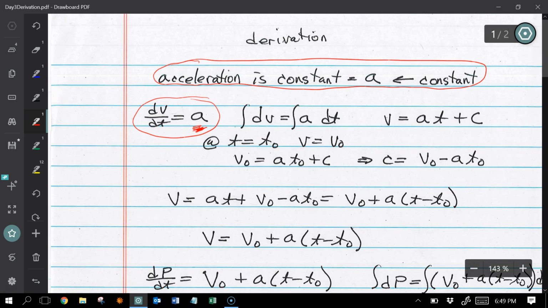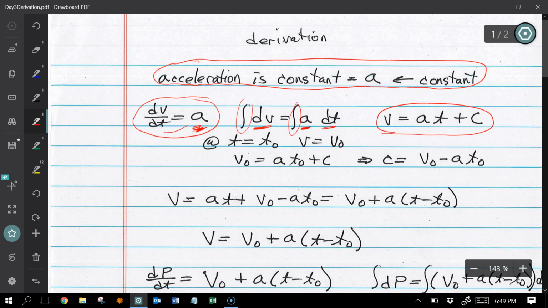You separate the variables like you do all the time, so you multiply through by the dt, and on the left-hand side you have dv. On the right-hand side you have a. It's just a number, it's a constant, times dt, and then you integrate both sides. When you integrate that, you end up with this equation right here. Don't forget the plus c.